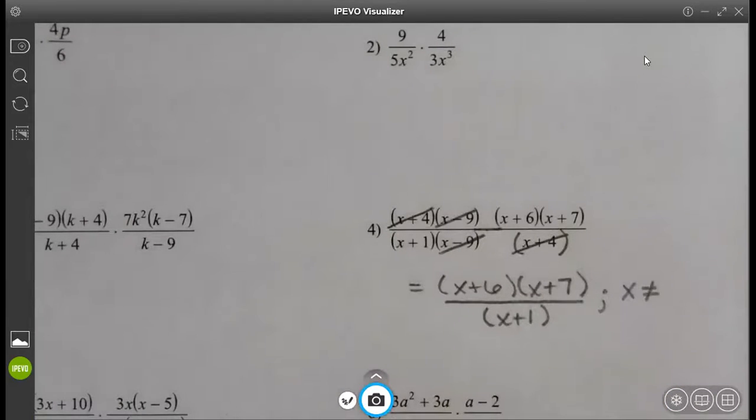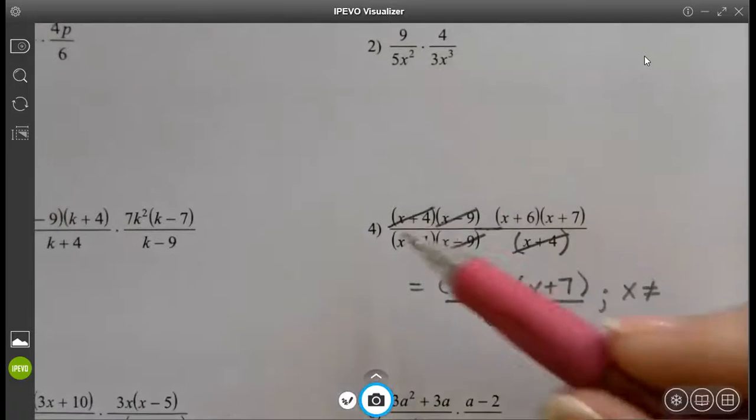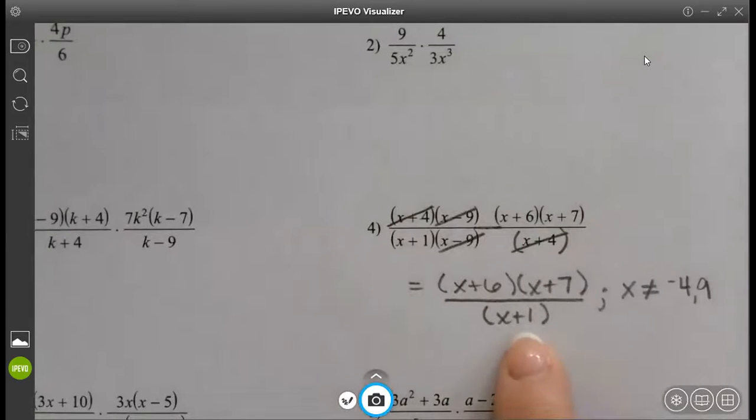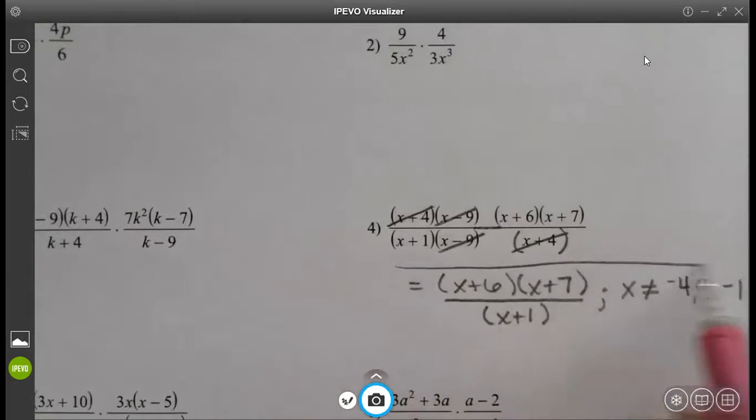Don't forget your discontinuities. So we have 2 holes. One hole is, this is positive 4, so one hole is at negative 4. We have a negative 9 factor, so a hole at positive 9. And then the last one is a vertical asymptote. And since we have a positive 1 on the bottom, there's a negative 1 discontinuity. That's what it's going to look like.